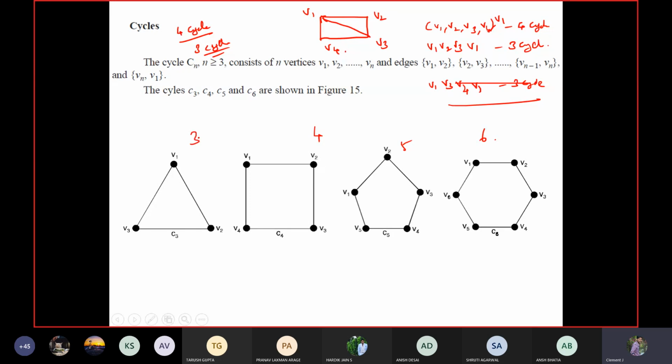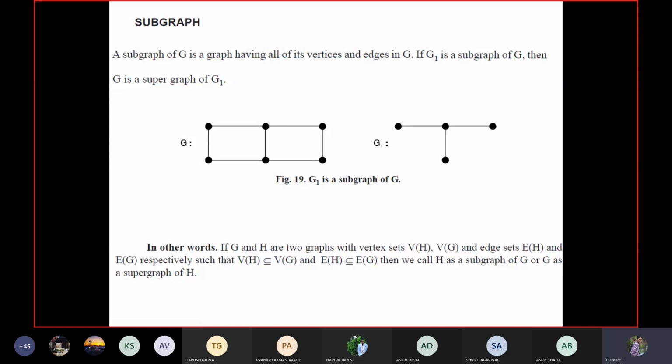Okay, next. So here the next definition is subgraph. So it's like a subset. That's it. In your number system or in your set concept, you would have gone through what is the definition of set, what is the definition of subset. By the same way, here graph and then subgraph. Here subgraph is nothing but a subset of graph. In what ways can it be the subset?